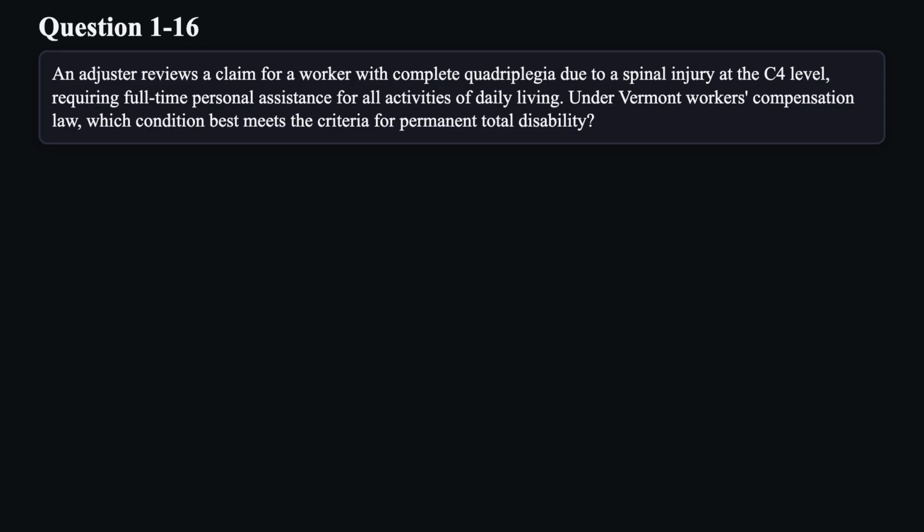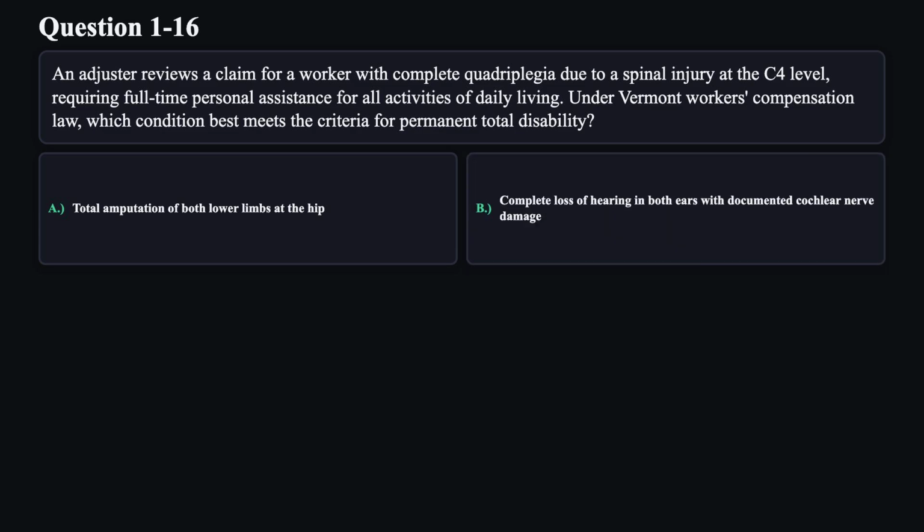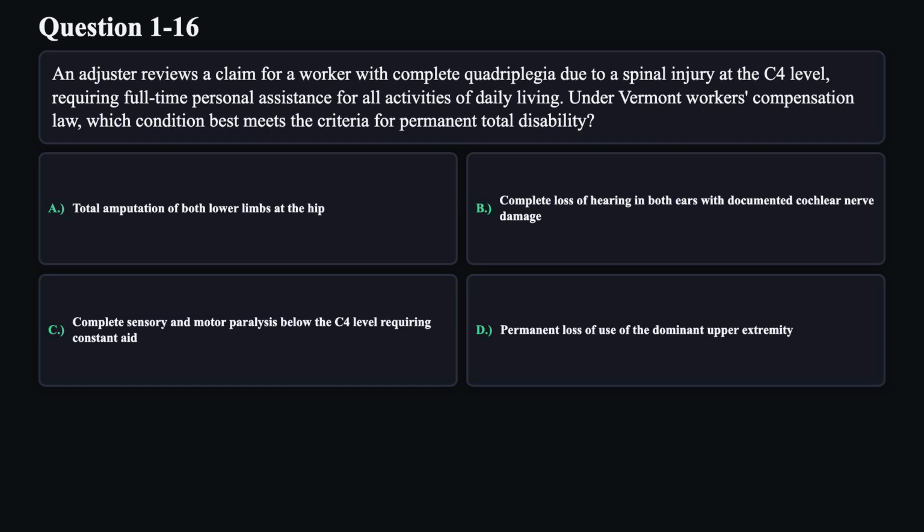Question 16. An adjuster reviews a claim for a worker with complete quadriplegia due to a spinal injury at the C4 level, requiring full-time personal assistance for all activities of daily living. Under Vermont workers' compensation law, which condition best meets the criteria for permanent total disability? A. Total amputation of both lower limbs at the hip. B. Complete loss of hearing in both ears with documented cochlear nerve damage. C. Complete sensory and motor paralysis below the C4 level requiring constant aid. D. Permanent loss of use of the dominant upper extremity.